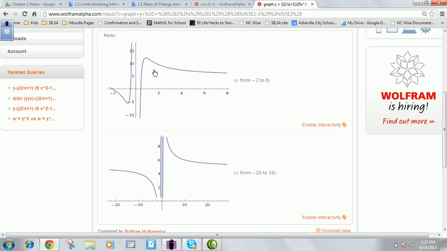Here's the graph of the function. You can look at it easier here. As it approaches negative infinity, it approaches y equals 5. As it approaches positive infinity, it approaches y equals 5.